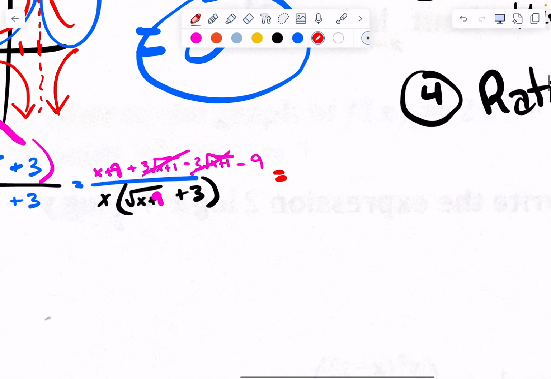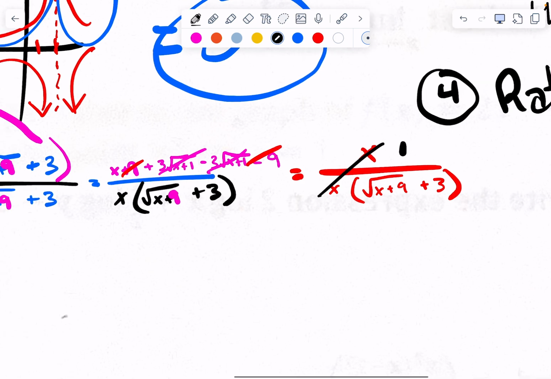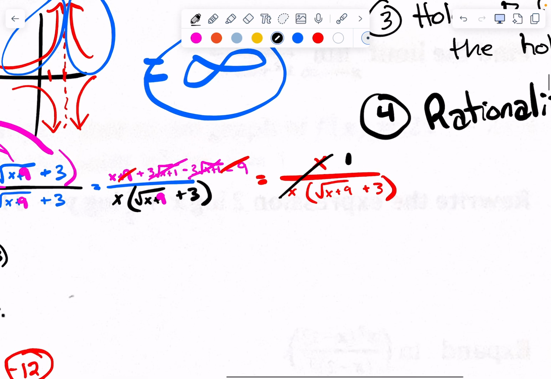So, on the top, we are left with x, because the 9s go away. On the bottom, x times all the junk, right? The square root of x plus 9 plus 3 and all the things. Cancel, cancel. So what's left on top? 1. All right, now, are you able to plug in 0? Yeah, so I get 1 over the square root of 9, which is 3 plus 3, which is 1/6.